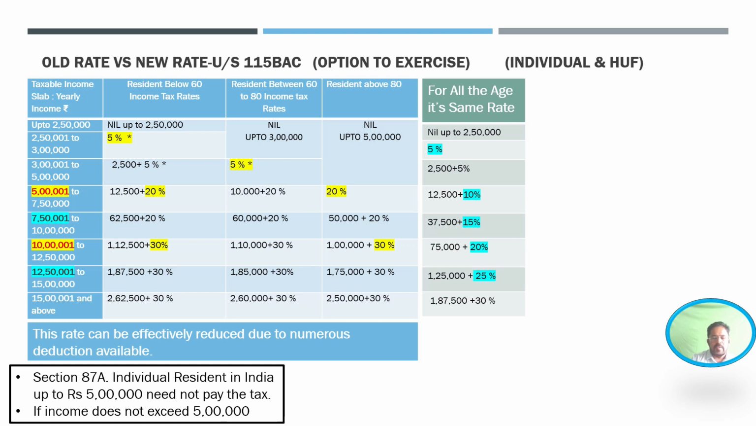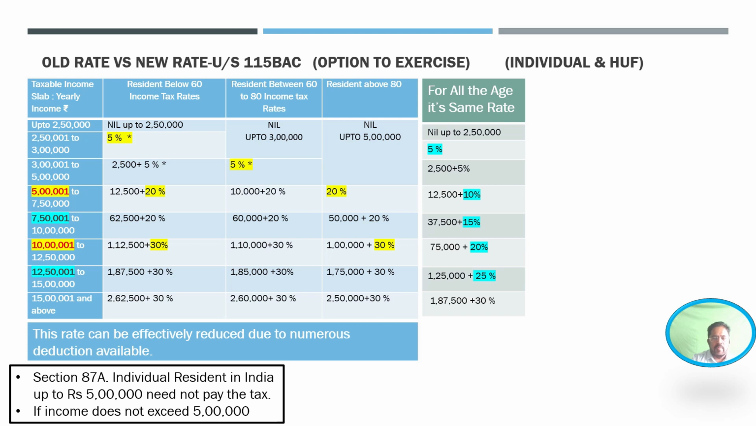That means compared to the existing system, if a person is above the age of 60, under the existing system he gets a tax-free limit up to rupees 3 lakhs, but under the new system he will get only up to rupees 2,50,000. And in the case of above 80, it was up to 5 lakhs. But again, we have to remember that section 87A prevails in the old system as well as in the new system. Because of this, if you have an income up to rupees 5 lakhs, you are not required to pay any tax.